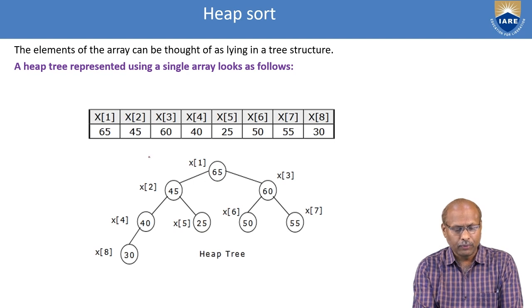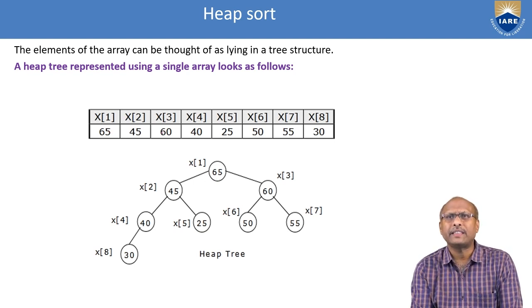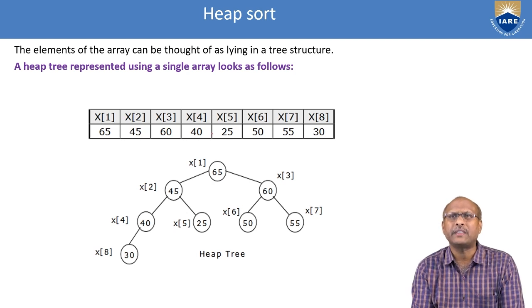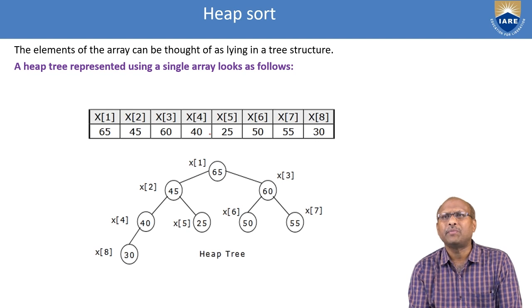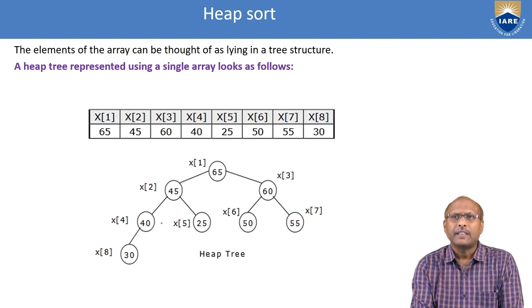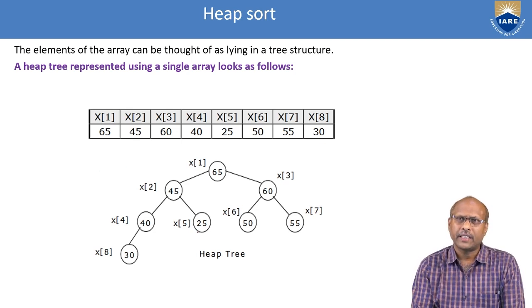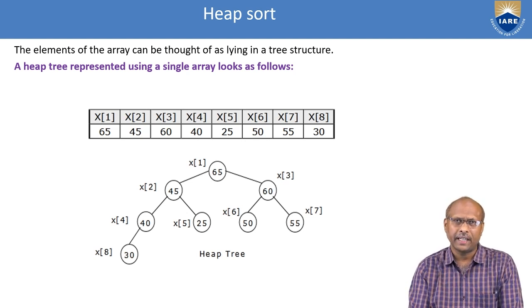Please observe here, 65 is available at 1st place, 45 is available at 2nd place, 60 at 3rd place, 40 at 4th place, 25 at 5th place, 50 at 6th place, 55 at 7th place, and 30 at 8th place. So this is your diagrammatic representation. The same tree you can represent with a programmatic representation, that is, using an array.